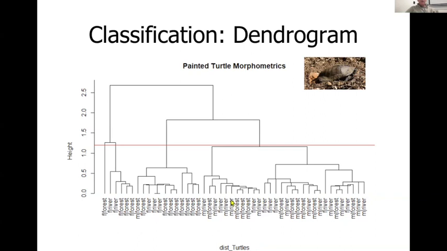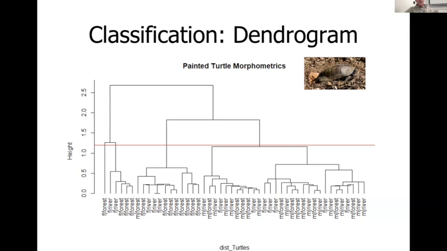Most of this group are males. There's a few females in here. So yes, there does seem to be some correspondence between the grouping that we're seeing, the structure that we're seeing, and sex, and a little bit of correspondence with habitat, a lot of forest turtles in here. But that's the sort of qualitative analysis that you're going to do to see.